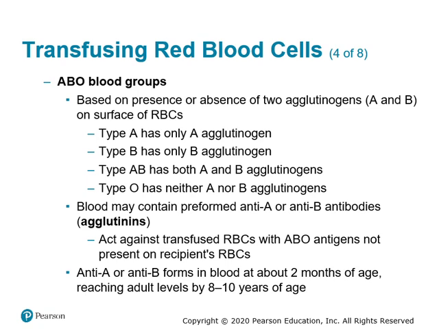And this is going to act against transfused red blood cells with the ABO antigens that are not present on a recipient's, or if we're thinking of ourselves as the recipient, your blood. And we actually have these antibodies, anti-A and anti-B antibodies, formed in the blood at about 2 months of age. They reach adult levels by about 8 to 10 years of age. And these are one of the only examples of pre-formed antibodies in the human body.